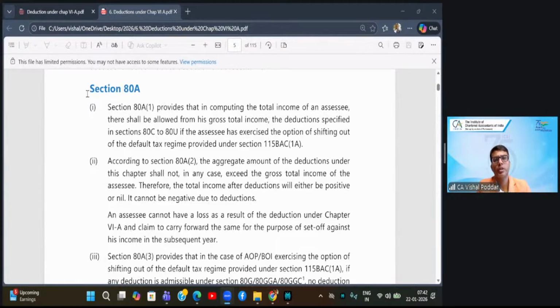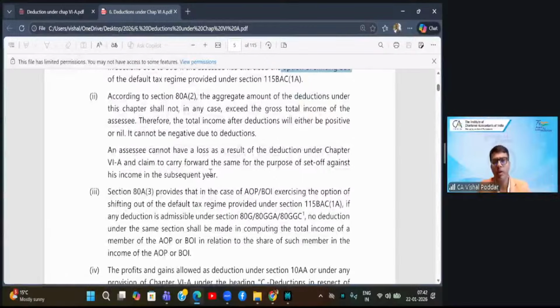So first, section 80A. It says that when you are computing your final total income, that is the taxable income, you will deduct these amounts which you are going to study under this chapter between section 80C to 80U. And you will do this only if you have exercised the option of shifting out, that is, you are going back to the old scheme. You're not in the new scheme. The second important condition is that your deductions cannot exceed the amount of gross total income.